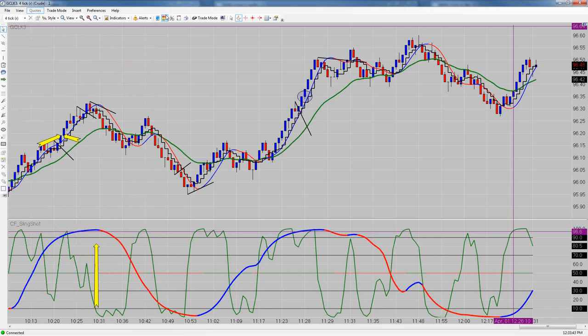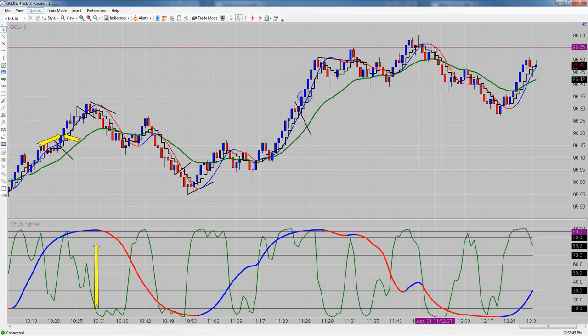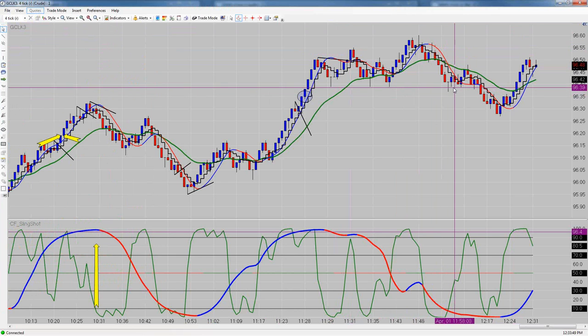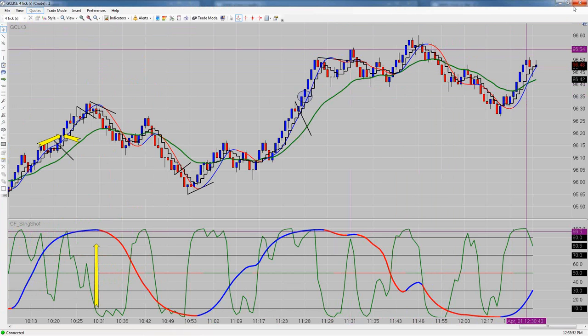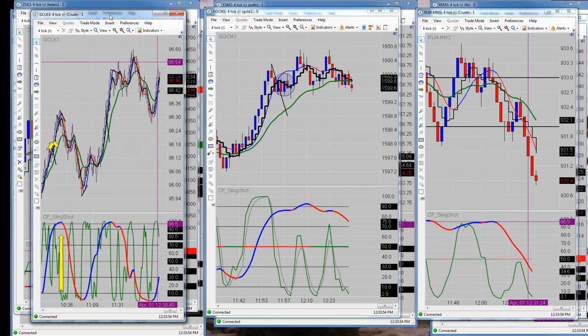Not a lot happening on crude. There is one thing worth looking at. Well, it pretty much already happened, so I'm not going to bother with it. Alright, that was crude oil.